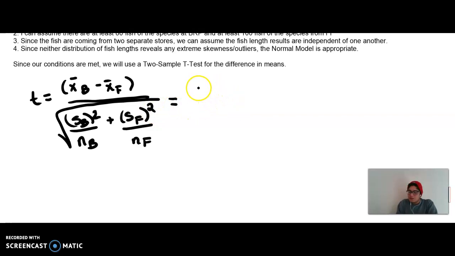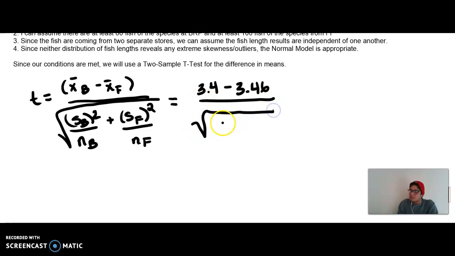But it would appear as though our Buy Right sample was 3.4 minus 3.46 from Fish Friends, divided by the standard deviation at Buy Right, which was 0.434. We'll square that and divide it by the 8 Buy Right fish. And then the sample standard deviation of Fish Friends was 0.55. We'll square that and divide it by the 10 fish from Fish Friends.